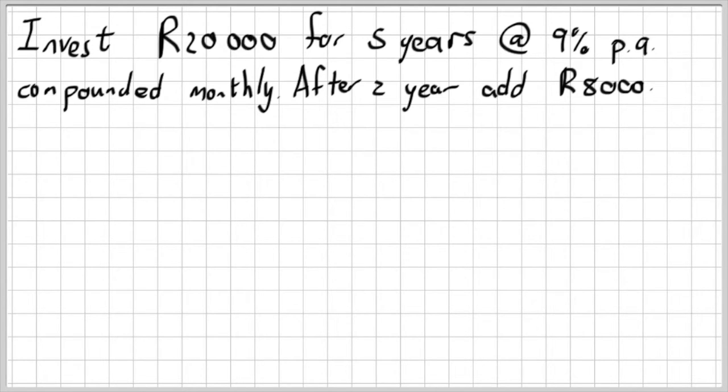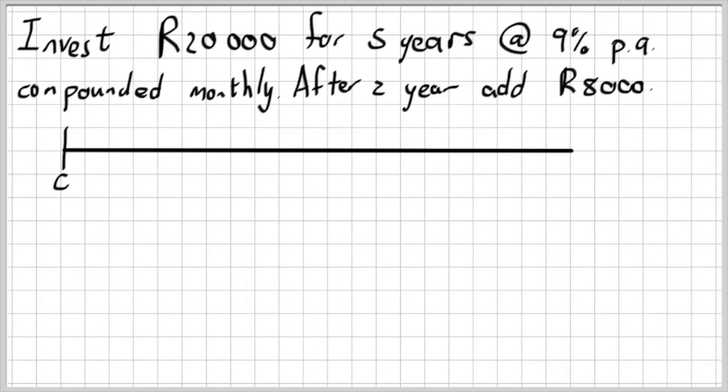Now, if I look at the sum, it says there, invest 20,000 Rand for 5 years at 9% per annum, compounded monthly. So I'm first of all going to draw up a timeline. So I've got 5 years that I'm looking at. And that 20,000 Rand is right at the beginning. You will see I love to draw timelines.